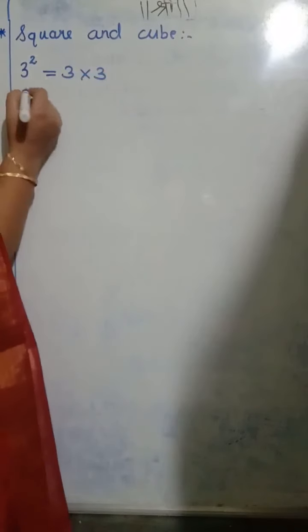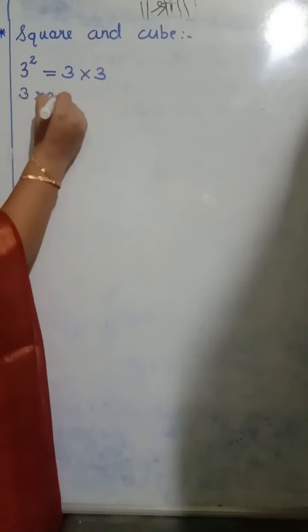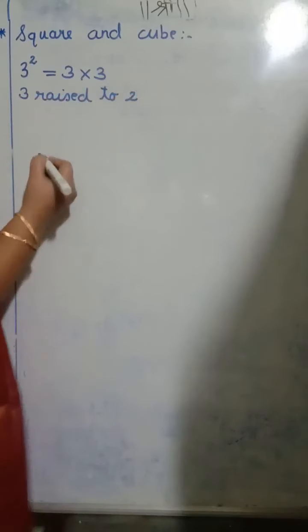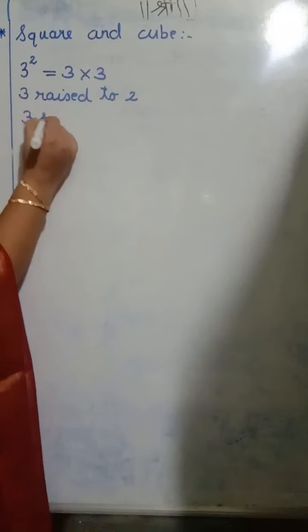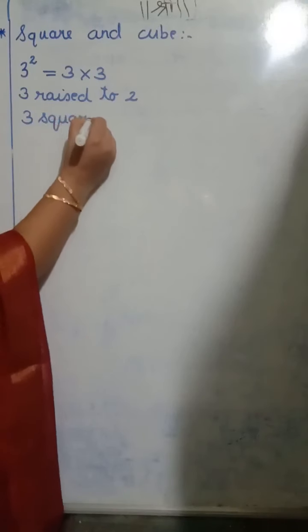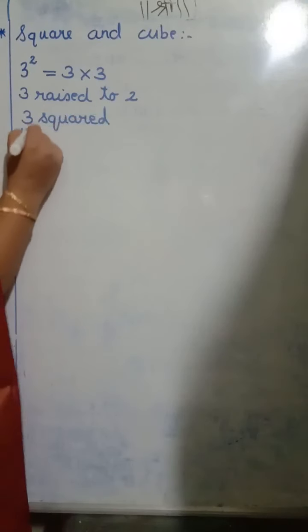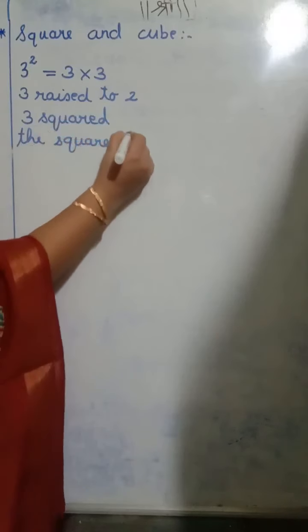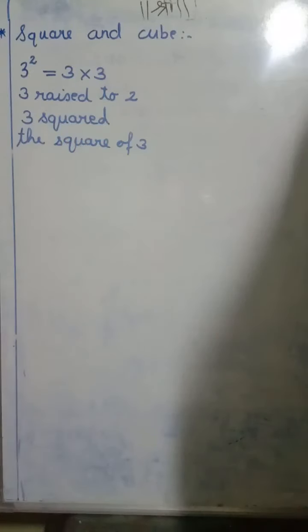We can read it as 3 raised to 2, or 3 squared, or you can say the square of 3. These are the ways to read this particular index form.